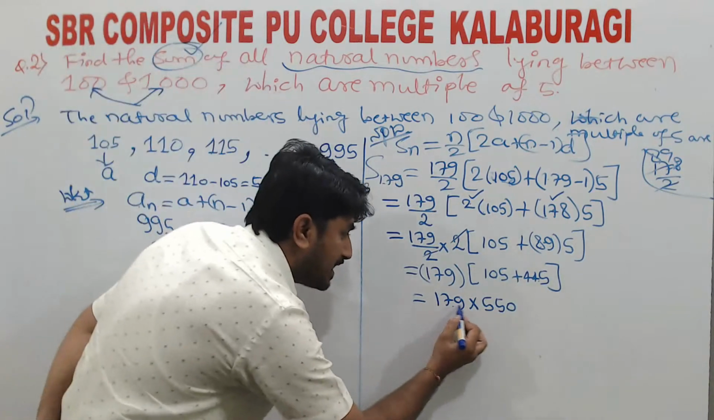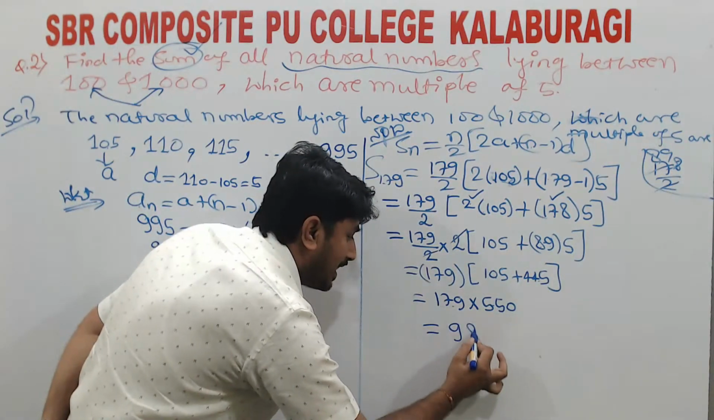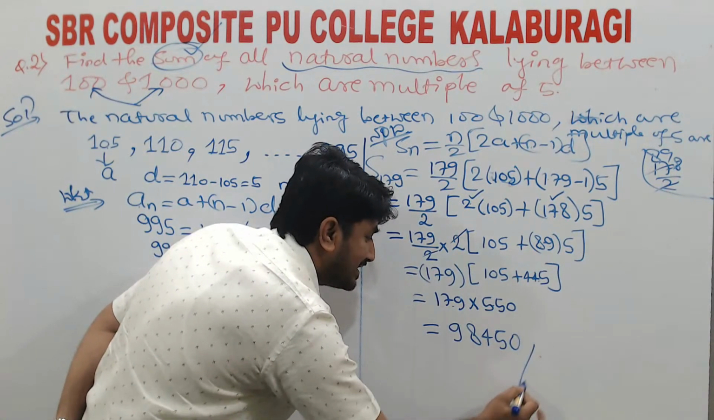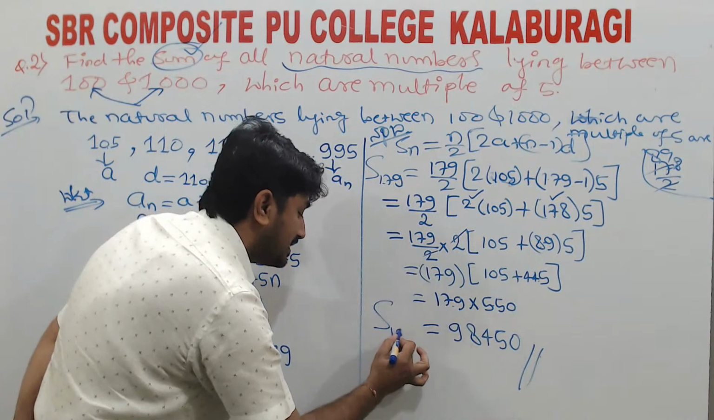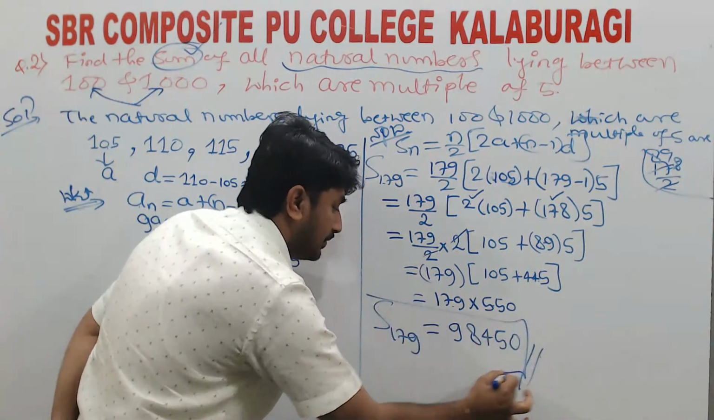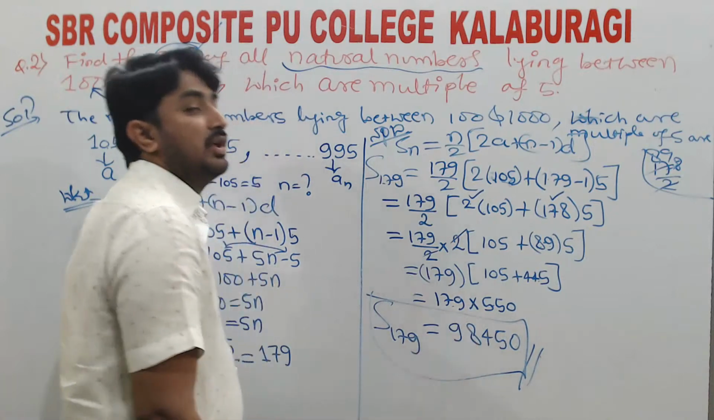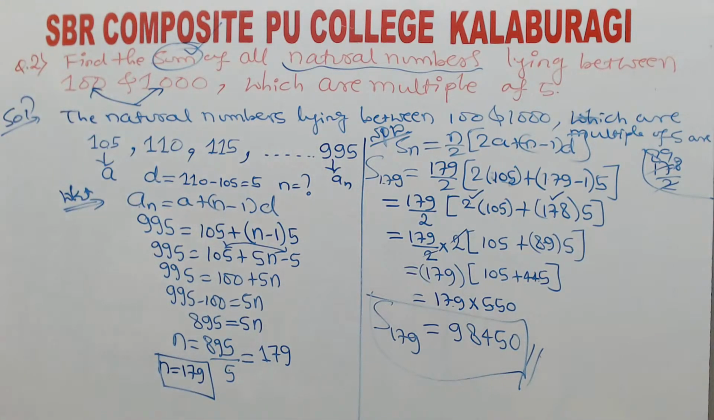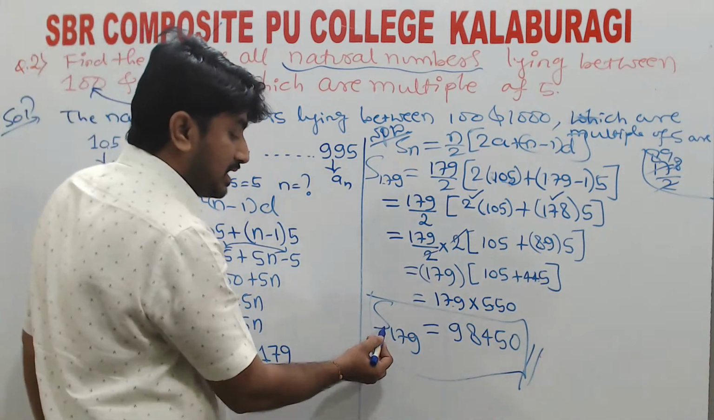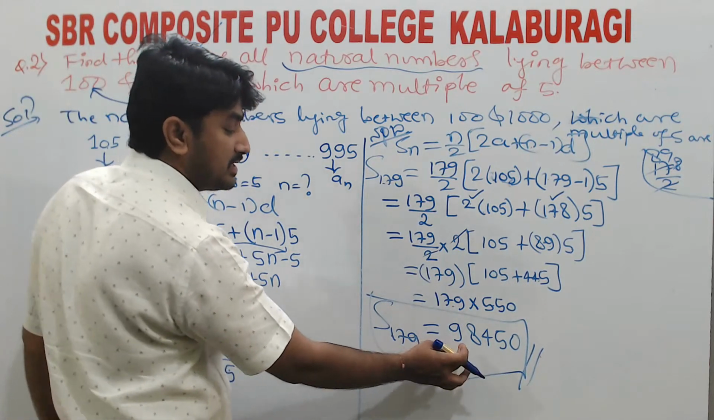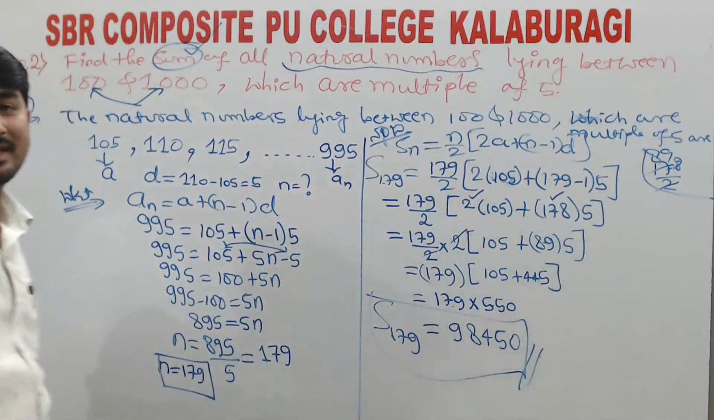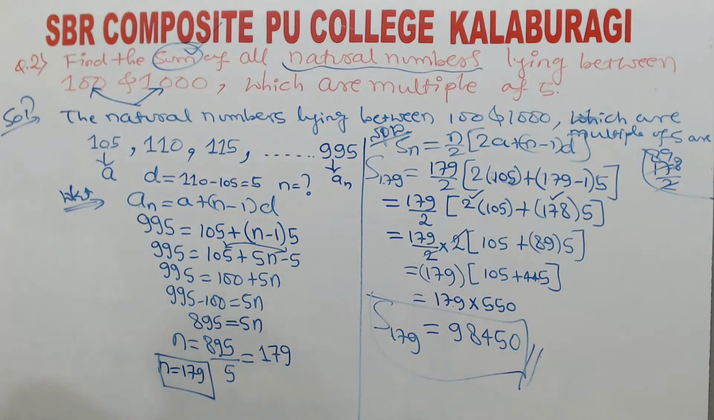Now multiply these two terms: 179 into 550, you will get 98450. Thus, you can write the sum of the 179 terms is 98450, which is the value of the sum of all natural numbers lying between 100 and 1000 which are multiples of 5.